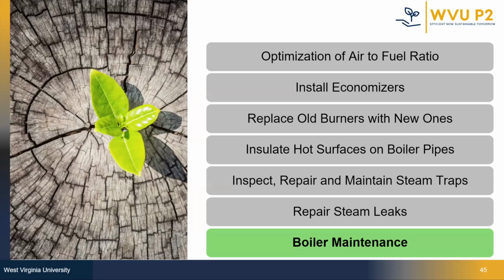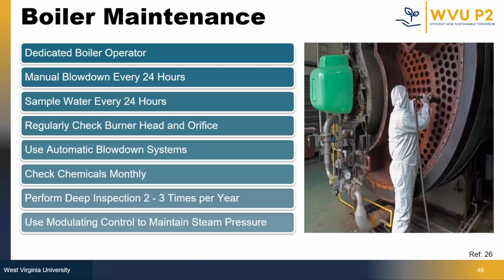Finally, we will discuss overall boiler system maintenance. To keep a boiler running, we should have a dedicated operator, do daily checks like manual blowdown, check burner heads regularly, use automatic systems to save work, monitor chemical dosing monthly, schedule 2 to 3 shutdowns a year for cleaning, and use modulating controls to keep steam pressurized. These steps will ensure the boiler is safe, efficient, and lasts a longer time.